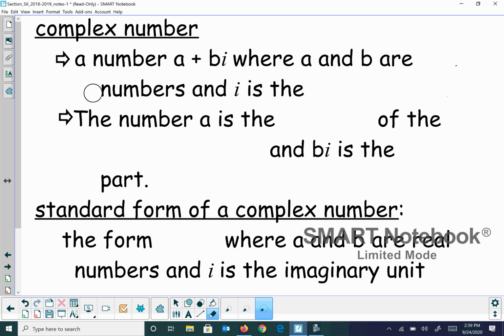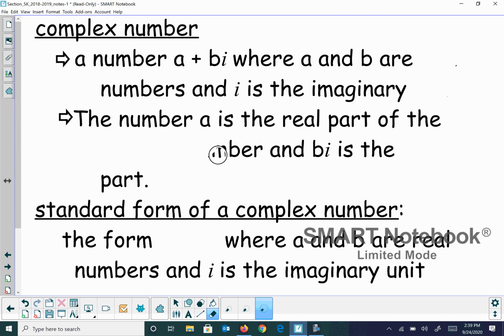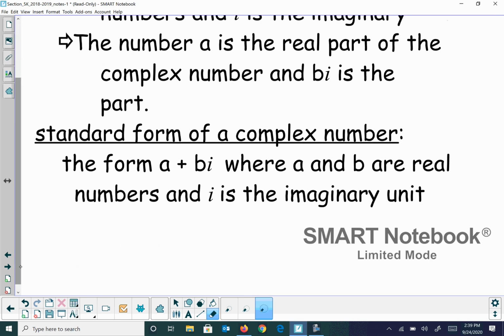So complex number a plus bi. A and b are the numbers. i is the imaginary part of the number. The number a is the real part, and the bi part is the imaginary part. The standard form of a complex number is a plus bi, where a and b are real numbers, and i is the imaginary unit.